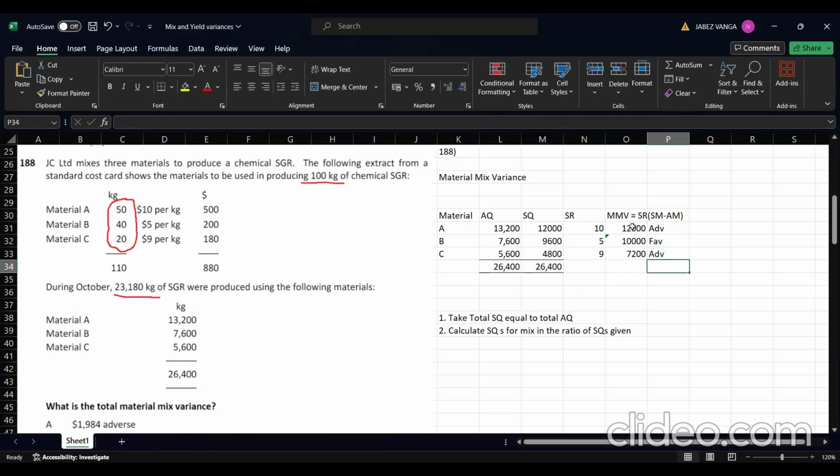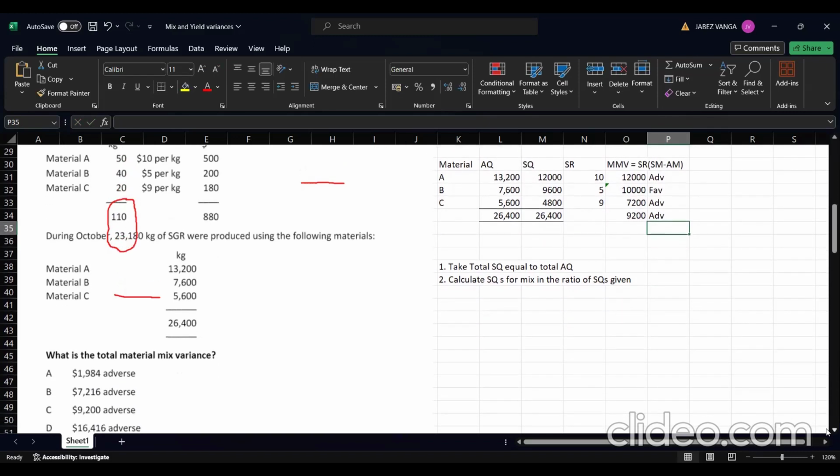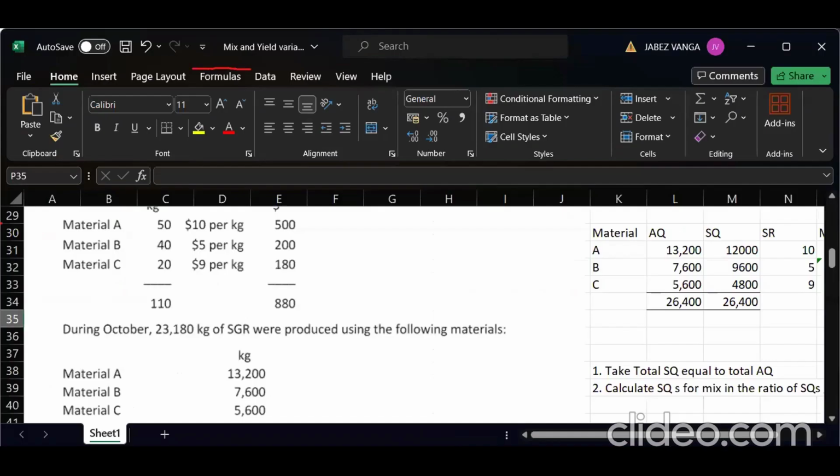So now we just need to total it up. See, there are two adverses and one favorable. So here we would write it as is equal to all the adverses, add them up and deduct the favorable ones. So this is 9,200 adverse, which is option C.